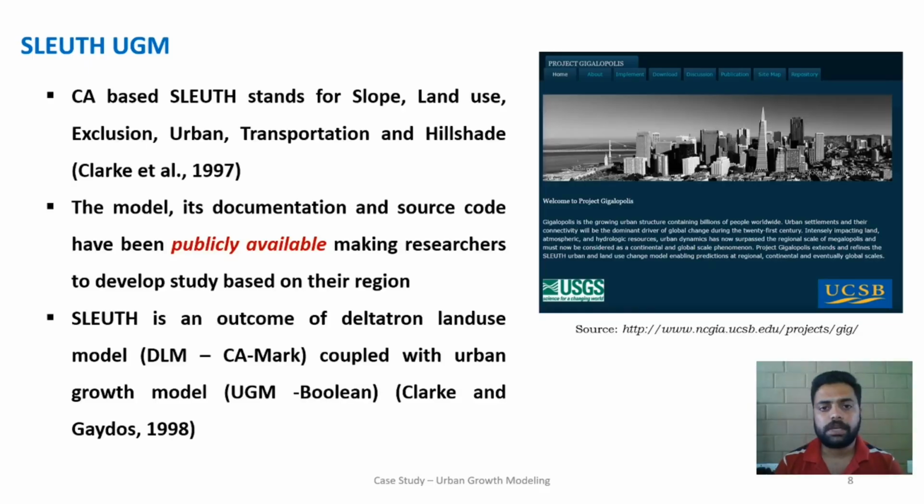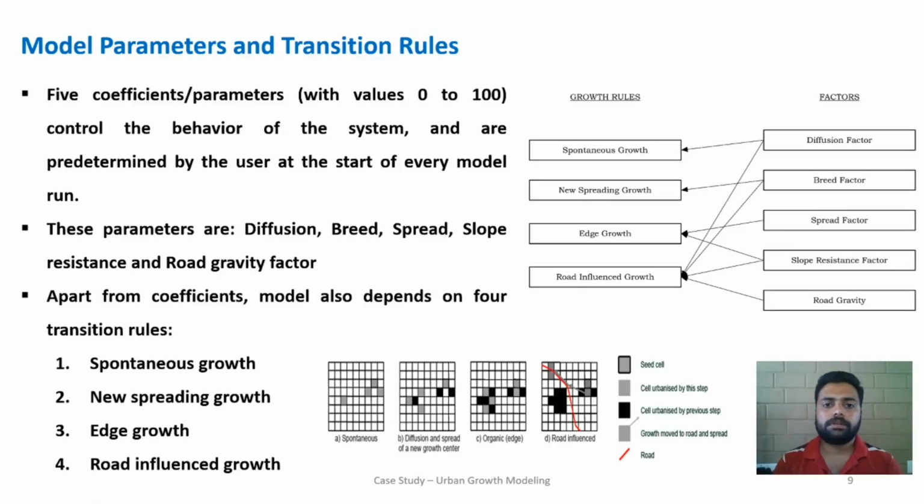Then SLEUTH is an outcome of 2 sub-models. The one is the Deltatron model, the Deltatron land use model. This basically takes care of the cellular automata and the Markov chain part. Then it is coupled with the urban growth model, that is a Boolean model. So SLEUTH depends on various parameters and transition rules. Let us understand what these are.